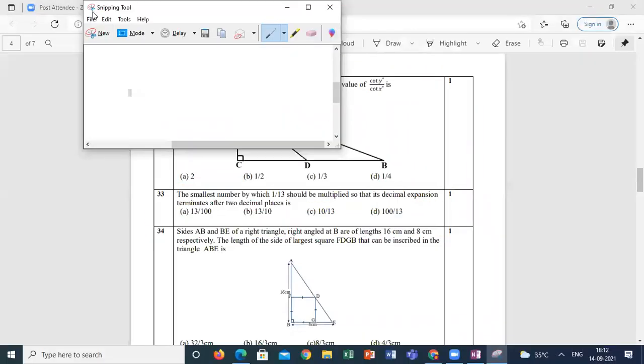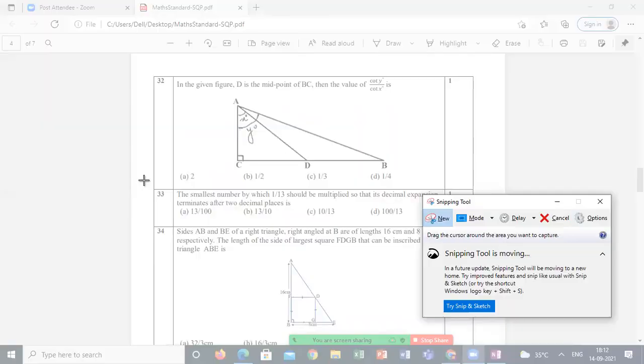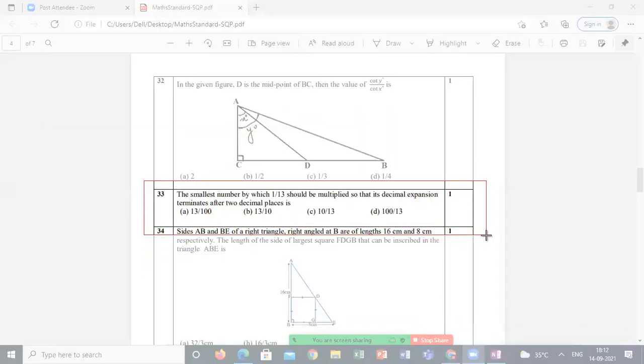Trigonometry we are not yet done. So I am taking 33.